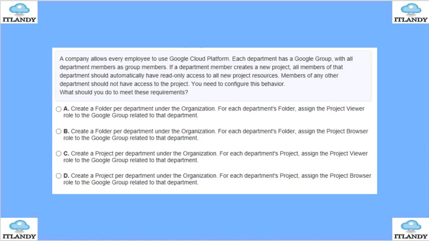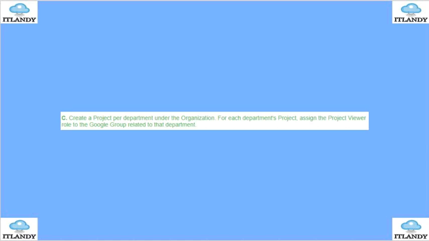Sounds correct. D. Create a project per department. For each department project, assign project browser role to the Google group related to that department. So the answer is C. Create a project per department under the org. For each department's project, assign the project viewer role to the group related to that department. So that will allow only that department to view it.